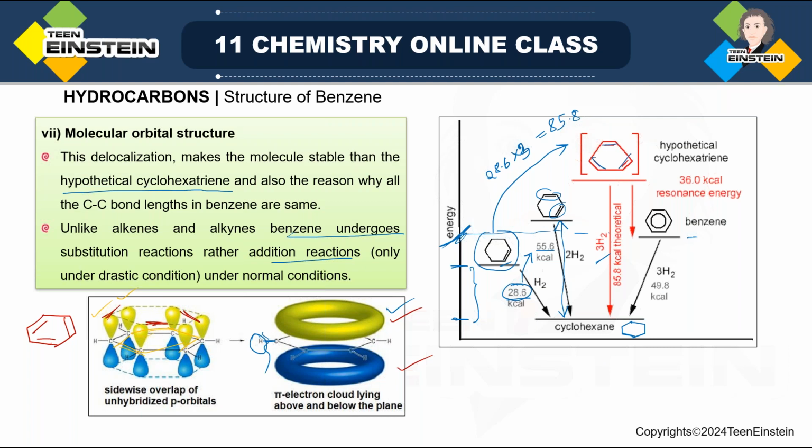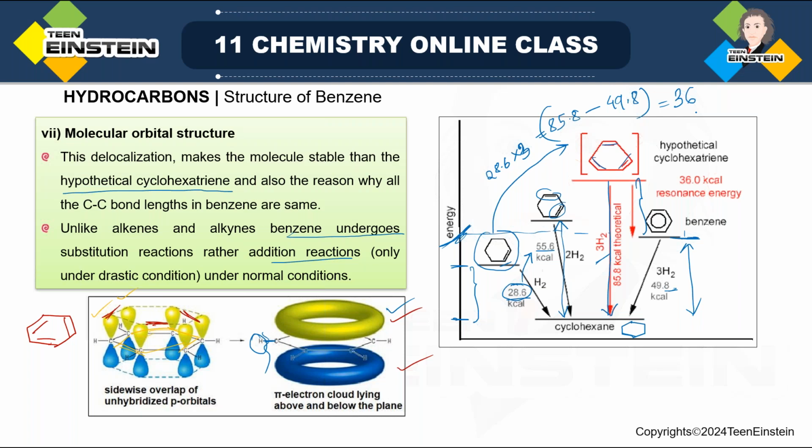And the difference: this distance is 85.8 and this distance is 49.8. That means if you subtract 49.8 from 85.8, you get this energy, and that is equal to 36 kilocalorie. So this amount of extra energy is lost by benzene. It is not present in benzene, and that is why benzene is proceeding towards more stability, closer to cyclohexane.